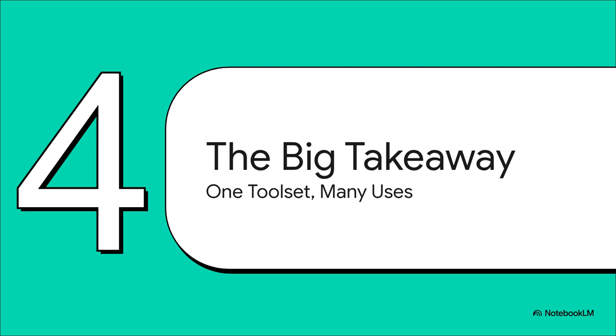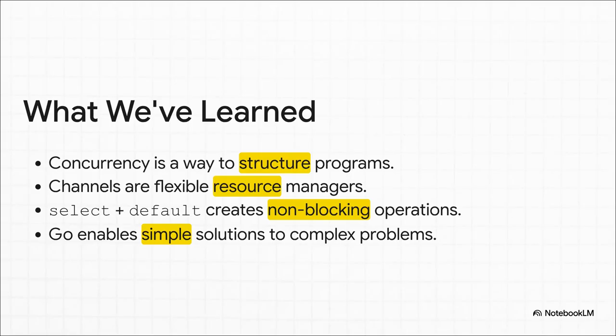So we've looked at two totally different patterns using the exact same tools. What's the big idea here? What should you really take away from this? It all comes down to just how flexible and powerful Go's concurrency tools really are. Let's just quickly recap what we've seen. First, concurrency isn't just a hack for speed, it's a powerful way to structure your programs. Second, channels are way more than just pipes for data. They can be resource pools, signals, you name it. Third, that select with the default case, that's your secret weapon for writing code that never gets stuck.